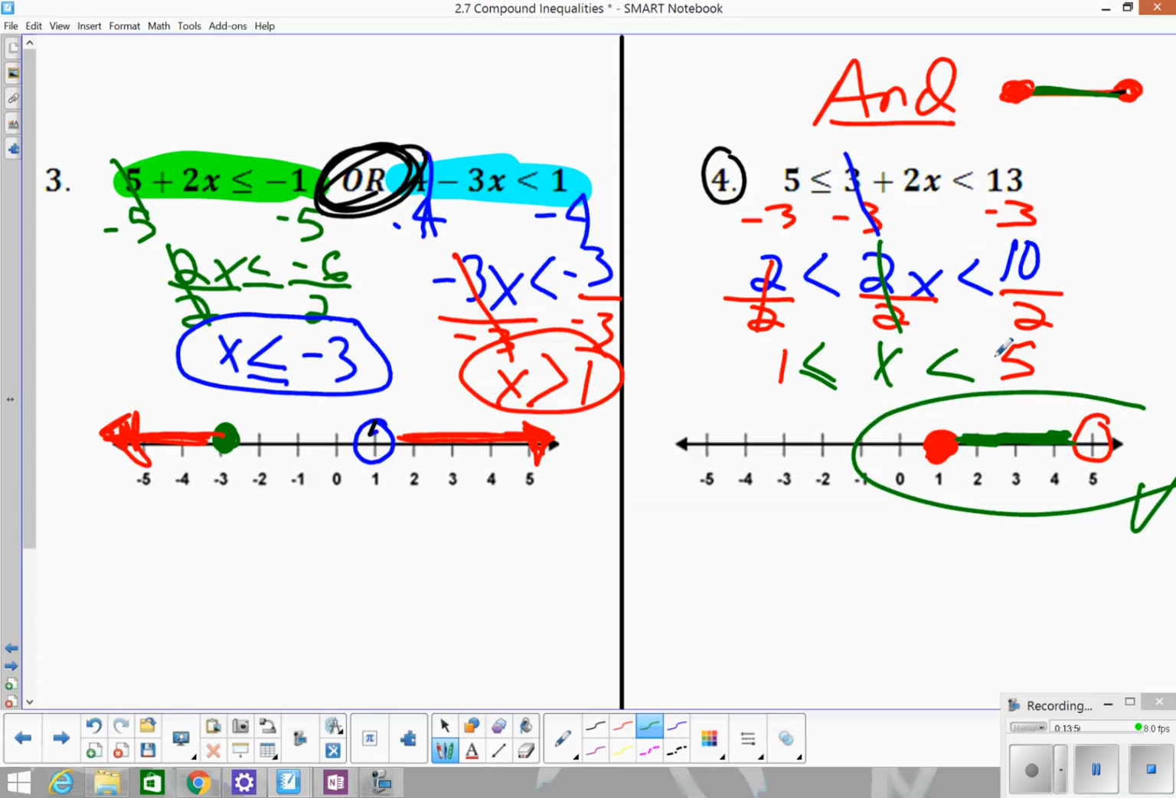So that's an "and" inequality. I showed you an "or," and I showed you an "and." The "and" could be shown with the word, or it could look something like number 4, where you have x in the middle with two inequalities, or you can have an "or" inequality that states the word "or."